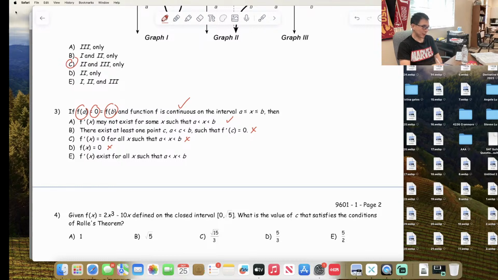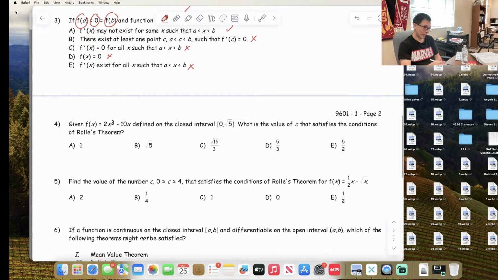And f prime of x exists for all x, but it never says differentiable the whole way, so this is not one of them. So you've got to be able to disprove all the other answer choices. It will make you better at answering, not only picking the right one, but saying what each answer choice means. If you can grasp that, you'll be fine. I think this one I got C.